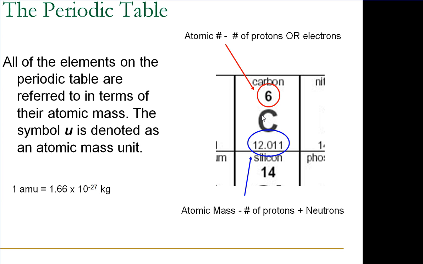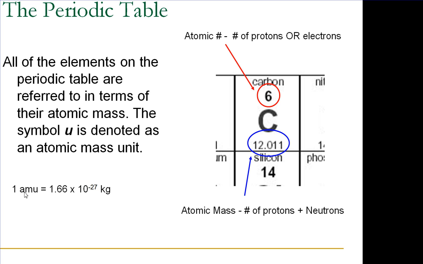Okay, let's look at the periodic table. In the periodic table, we have the atomic number for every element. We have the name, the symbol listed, and then we have the atomic number, which is the number of protons or the number of electrons, and the atomic mass. Now remember, the atomic mass is the number of protons plus the number of neutrons.